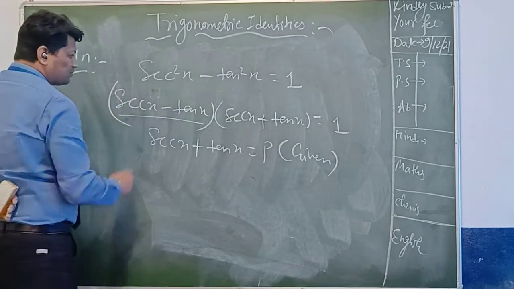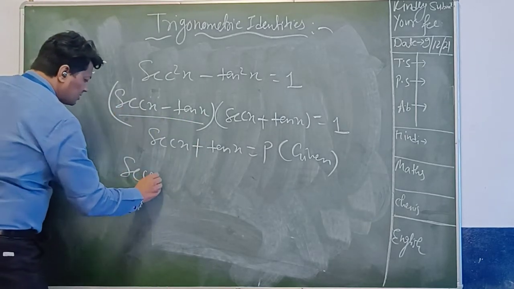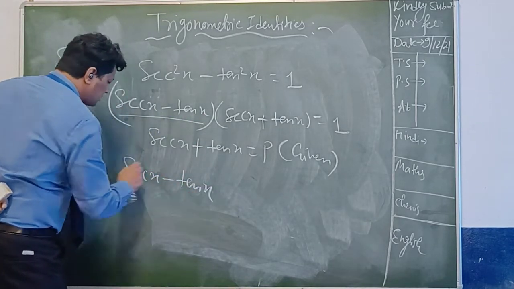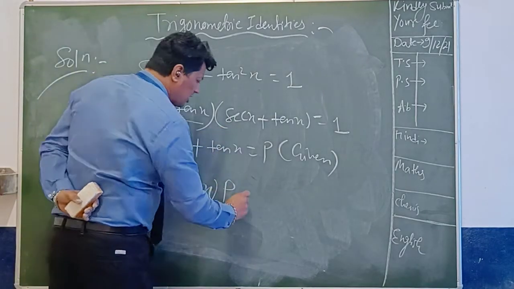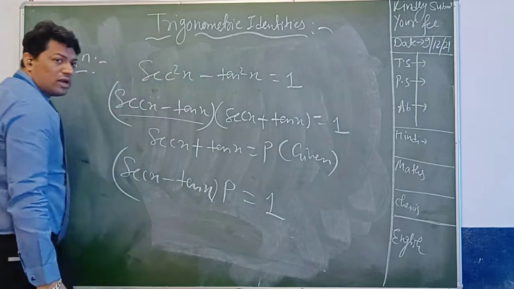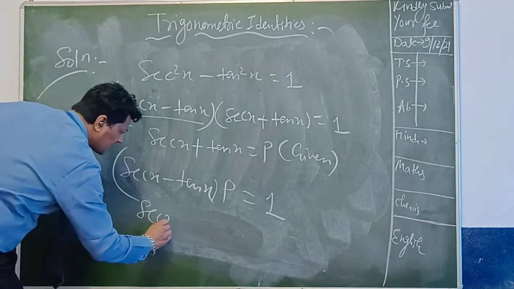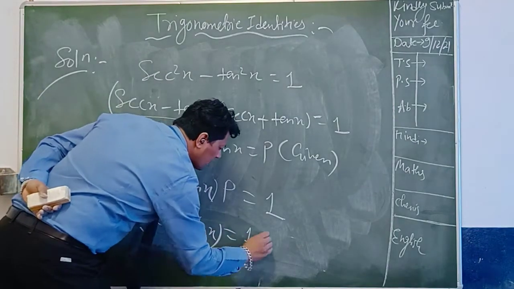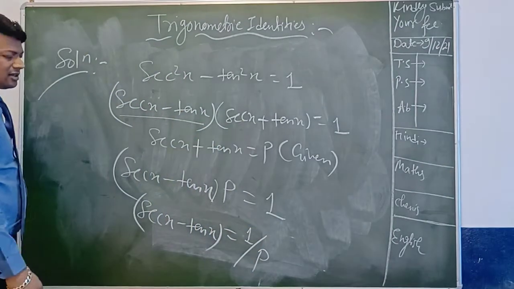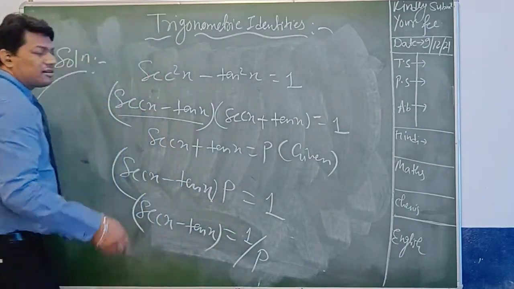Now we have sec x minus tan x multiplied with this, and here we will get it equal to 1. We will get sec x minus tan x equal to 1 upon p. Is it clear? This p will be done.